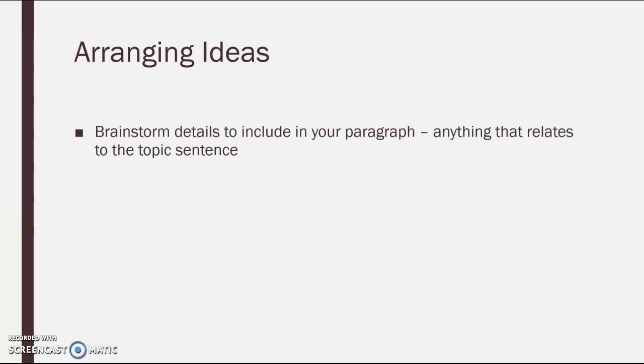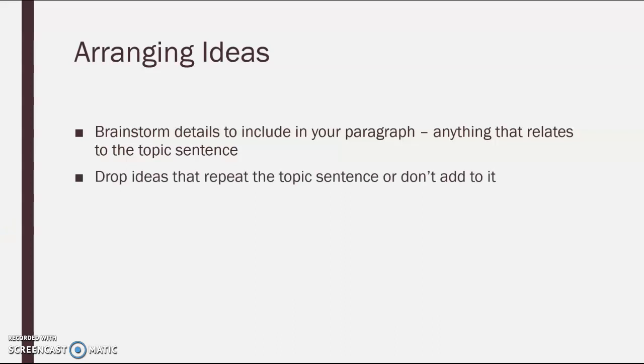After you include the topic sentence, then you have to figure out what kind of ideas you're going to cover in your paragraph and how you will arrange them. To arrange ideas, you want to make sure that you're brainstorming details first and including anything that relates to the topic sentence within that paragraph. Once you have all of your ideas together, you want to make sure that the ideas do not repeat the topic sentence or add anything more than what the topic sentence covers. So you want to get rid of those kinds of ideas.